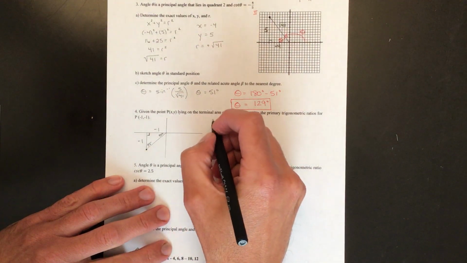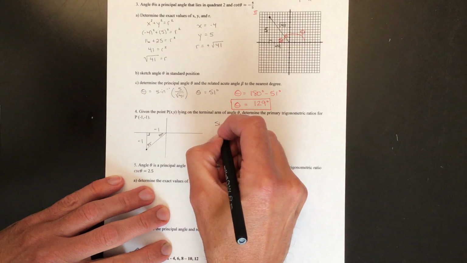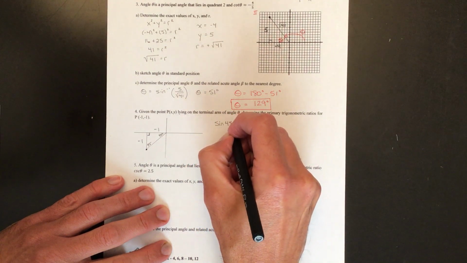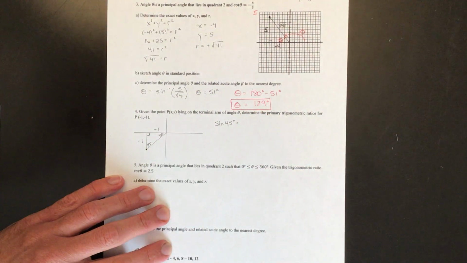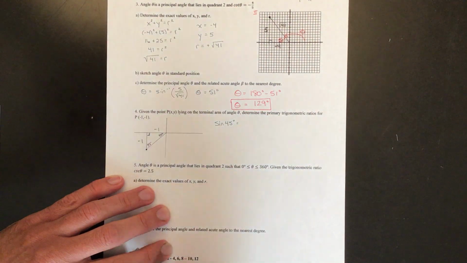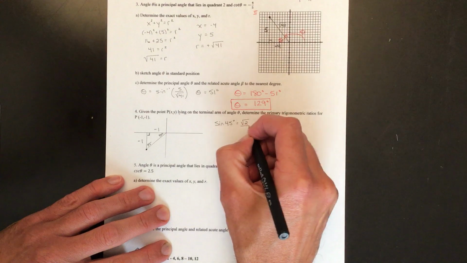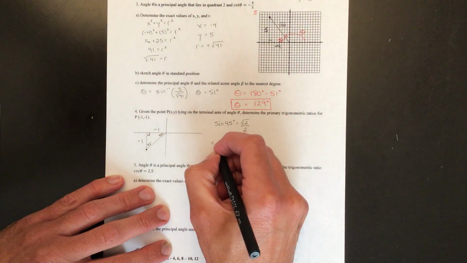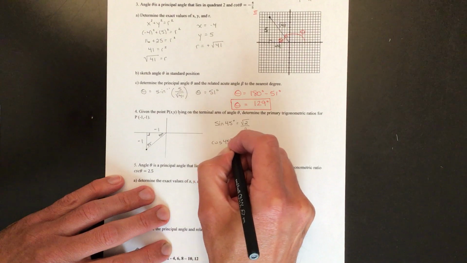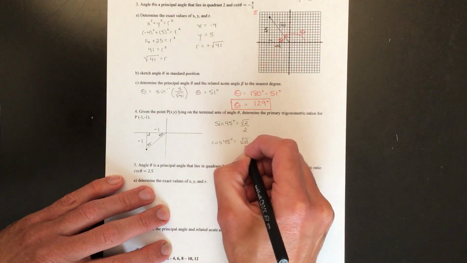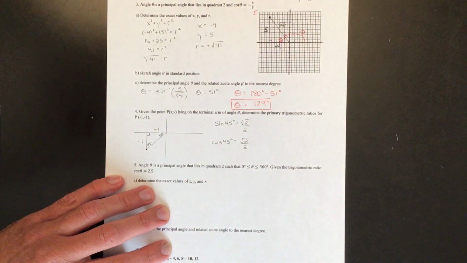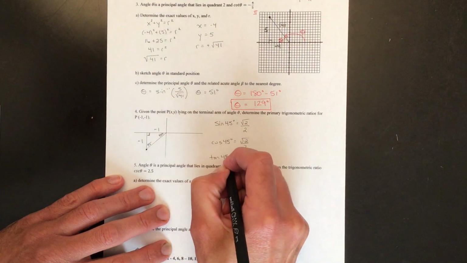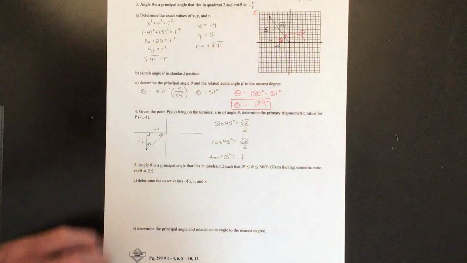If I want to find the sine of 45, what's the sine of 45? Root 2 over 2. And if I want to find the cos of 45, it's also root 2 over 2. And if I want to find the tan of 45, remember that's 1.